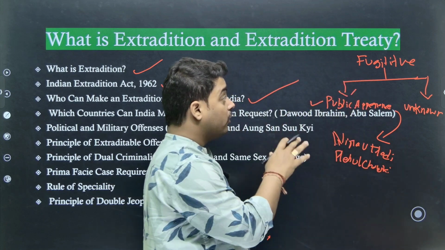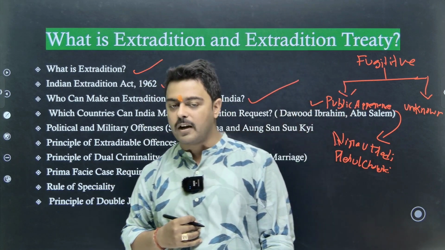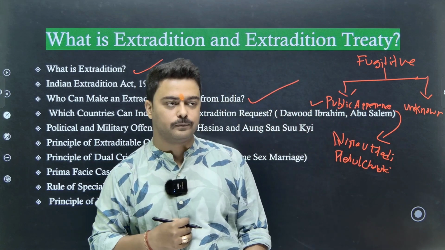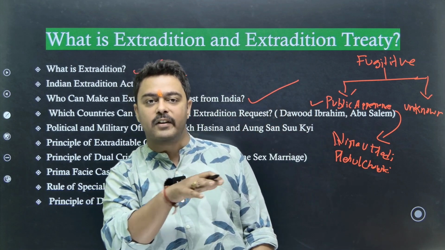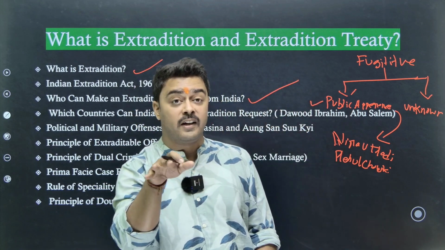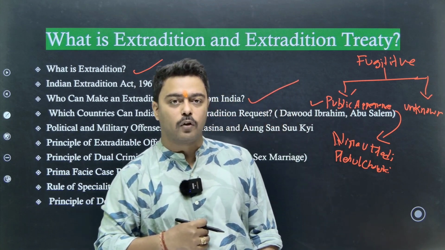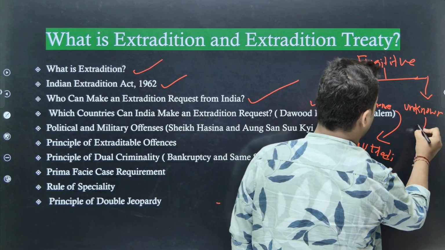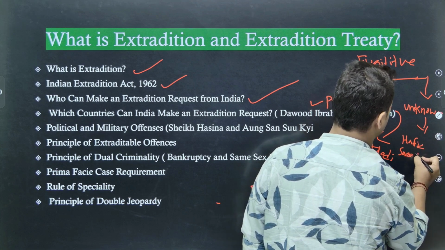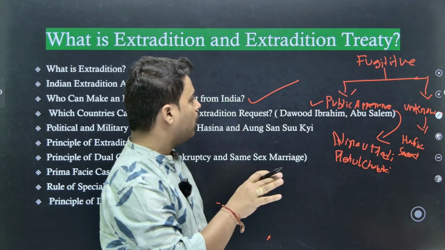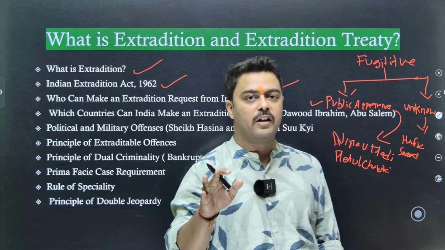Now there are some unknown fugitive offenders. For example, Hafiz Saeed. Hafiz Saeed is supposed to be staying in Pakistan, but Pakistan never claims that he is staying in Pakistan. So we don't know where he is. He doesn't have any public appearance. So unknown offenders like Hafiz Saeed. Now by now you must be clear. There are two kinds of fugitive offenders.